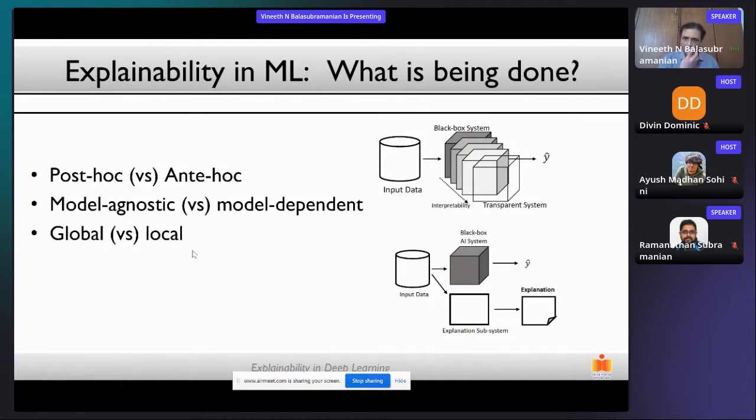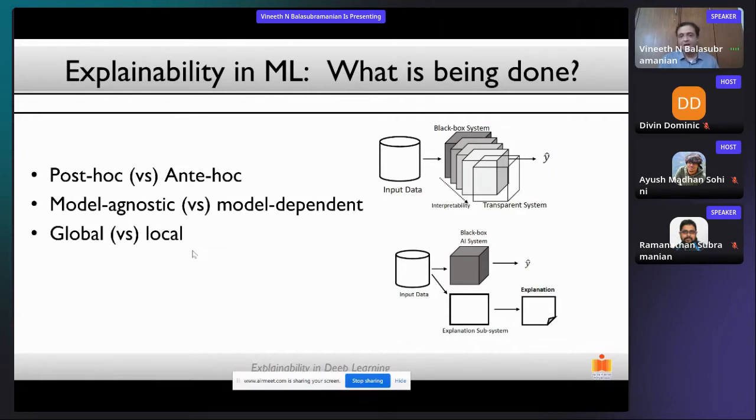For example, for a given city, I'm currently located in Hyderabad, I may want to know what's the implication of a particular patient characteristic on, say, COVID risk, right? I may want to get this explanation across the population. So such explanations are global explanations.